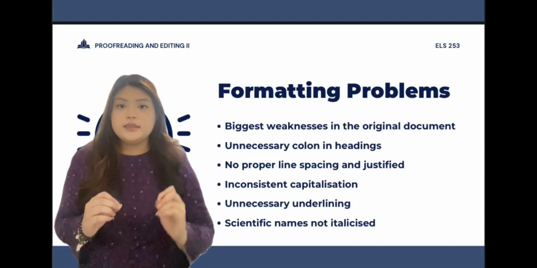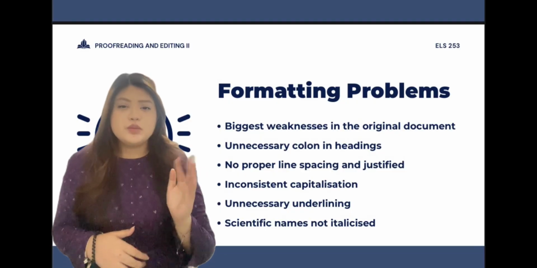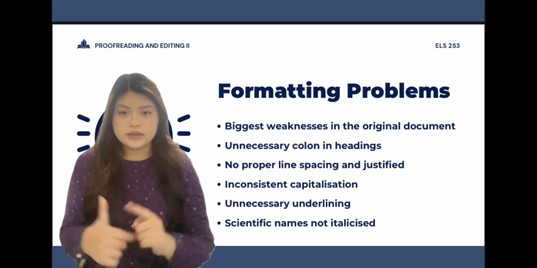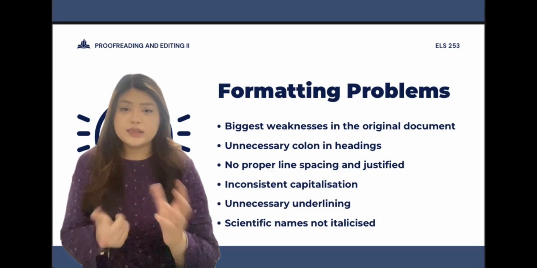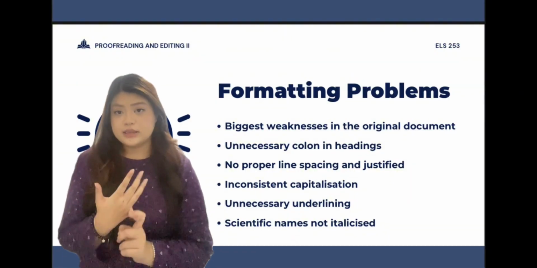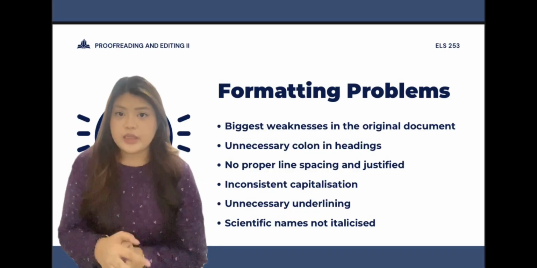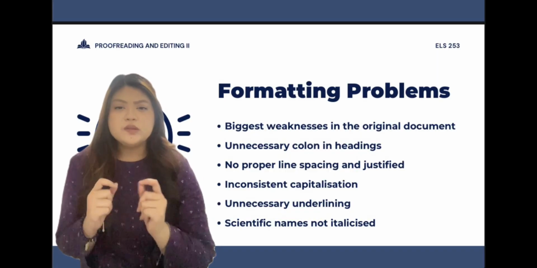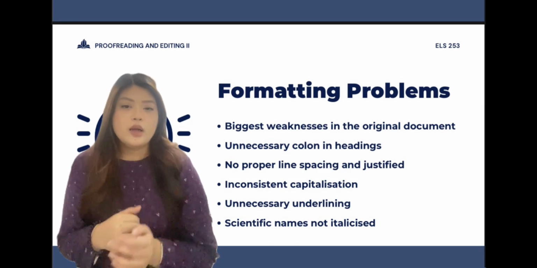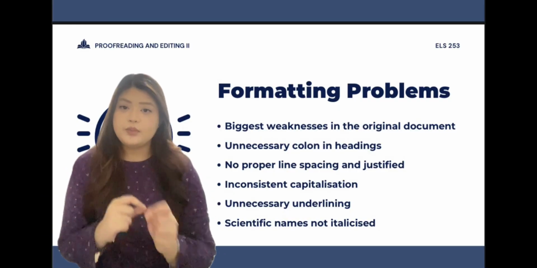Moving on to another key point in the document that I found, which is the formatting issues. Formatting problems were also very obvious in the document, and that includes unnecessary colons after headings, no justification which makes the text look uneven, very tight line spacing, unnecessary underlining, inconsistent capitalization, and last but not least, scientific names were not italicized in the document. These formatting issues happen because students from scientific or technical fields often prioritize content over presentation. So proper formatting greatly improves readability and academic appearance.